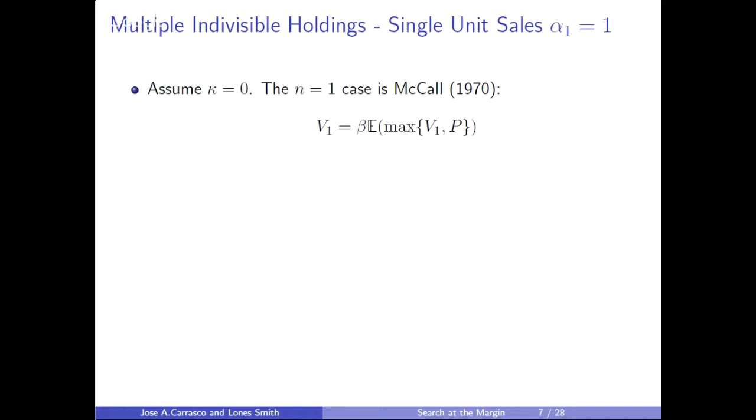So that's why we have the expectation of the max between P and V1. All right. So if you're the seller, what are you going to do? What is your selling strategy? When are you going to sell a house?